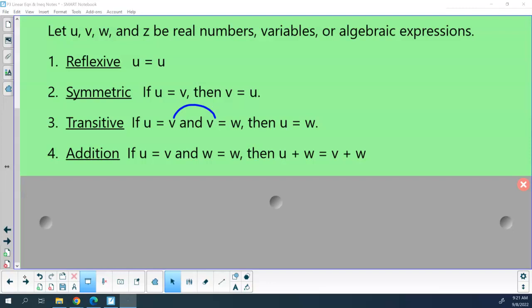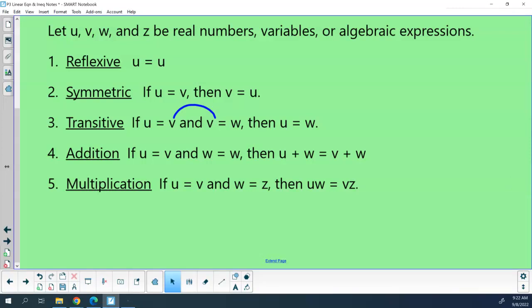Because you could have the addition property. It could be the subtraction property. It could be the multiplication property. It could be the division property. It could be the root property. You take the square root of one side, you've got to take the square root of the other side. It could be the power property. If you square one side, you've got to square the other side. Okay? It's the golden rule of algebra right there.